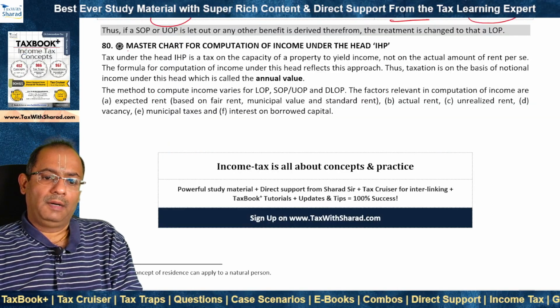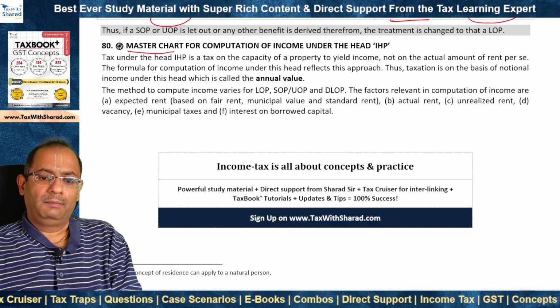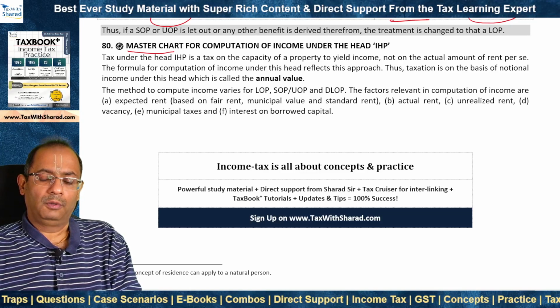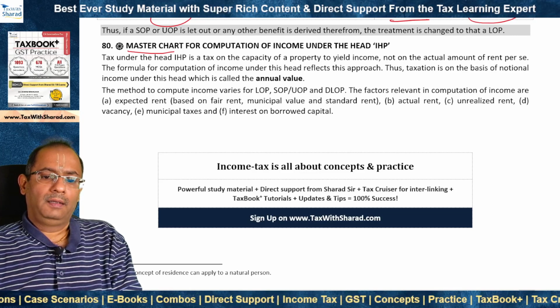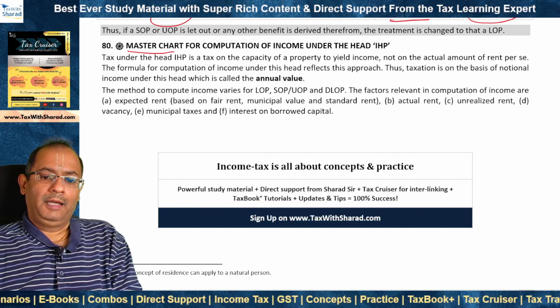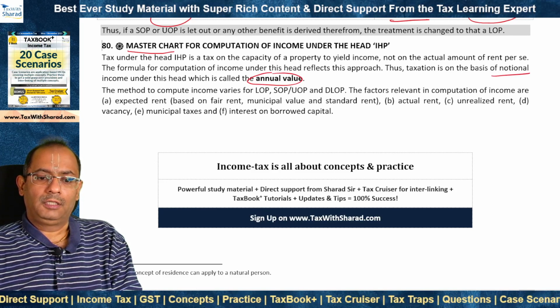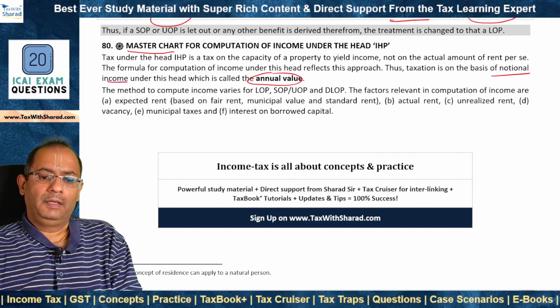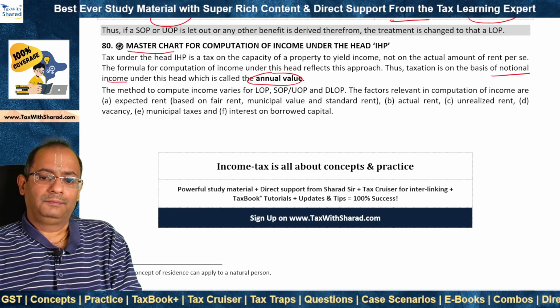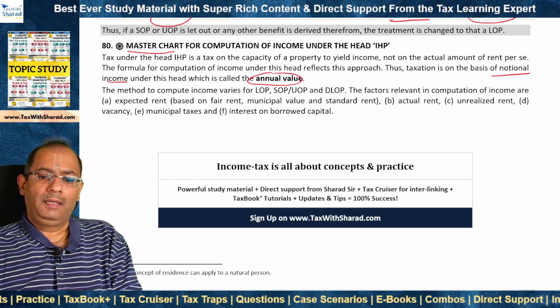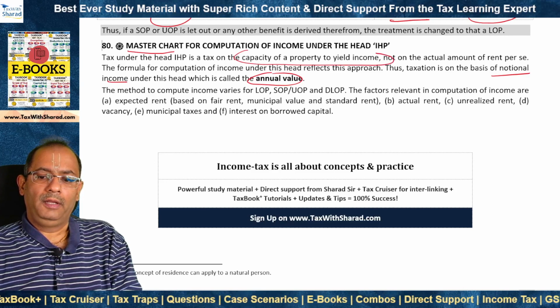Now we will look at the master chart for computation of income under the head income from house property. As we noted, the tax under the head IHP is based on the annual value. Annual value is a notional income. It is not the actual rent, right? It is basically the capacity of a property to yield income.